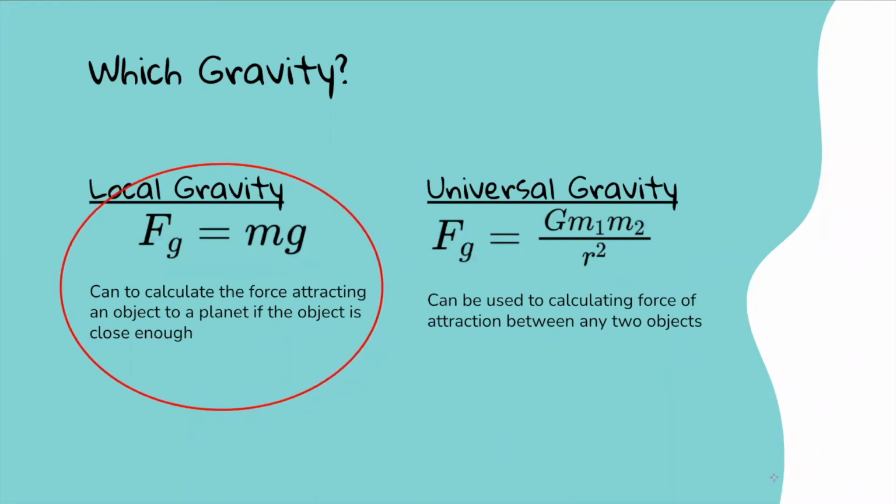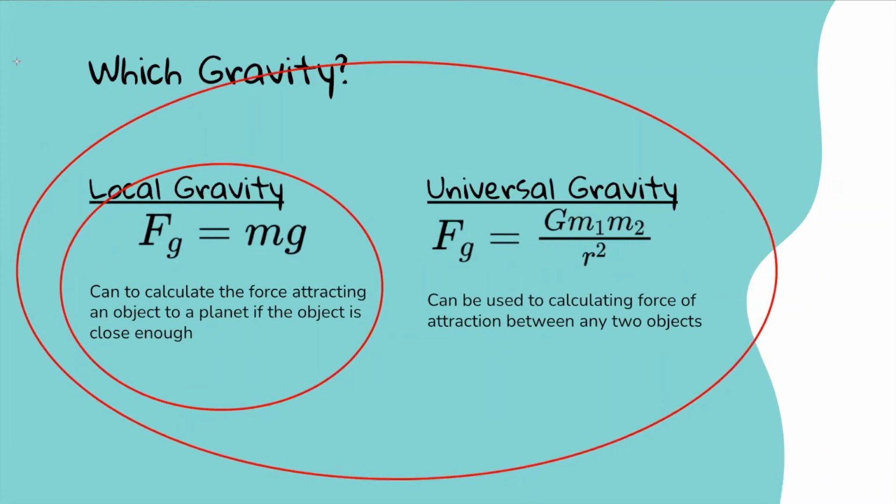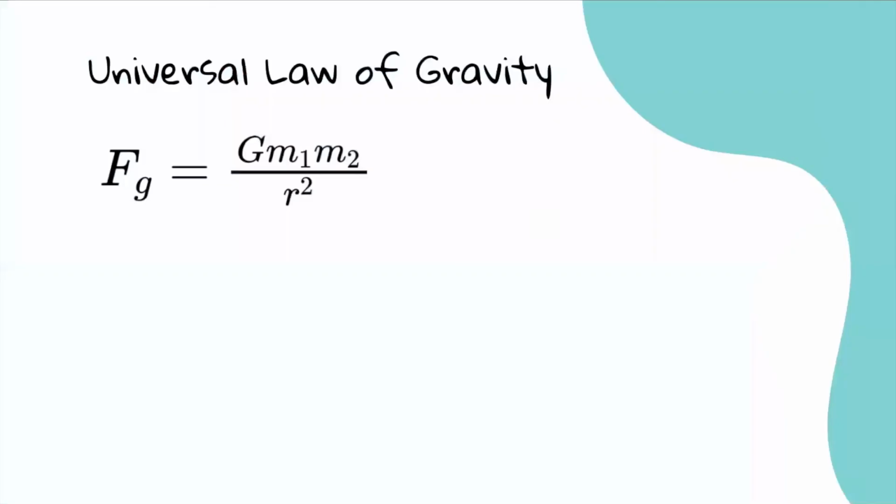Whereas the universal gravitation equation can be used on the surface of a planet as well as in order to calculate the force between any two objects. You can think of the universal gravity equation as always true, whether you're near the surface of a planet, whether it's between two planets, whether it's between two objects. Universal gravity can work between any two objects at any distance away from each other. So, our law of universal gravity.